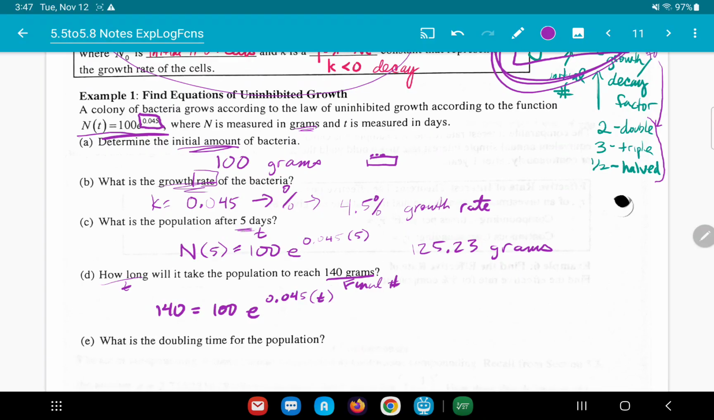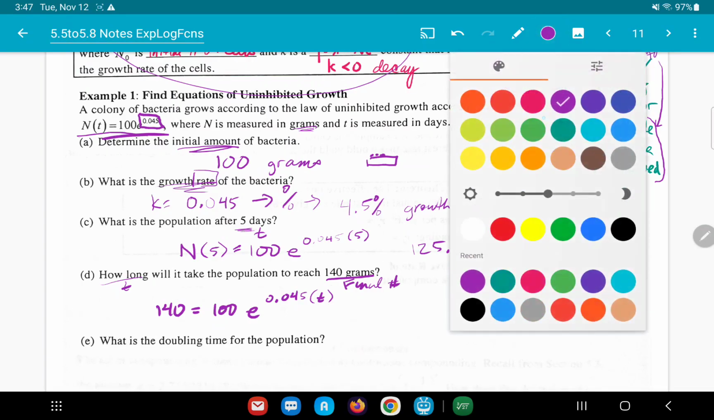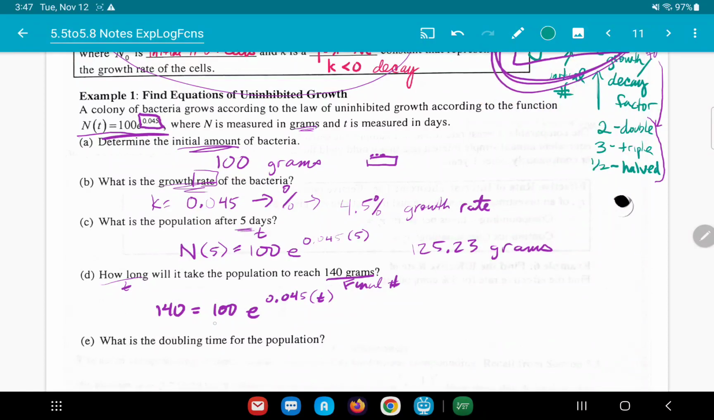We'll need to use some inverse order of operations here. Let me change colors here. So we know that to solve for t, we first need to get rid of the 100. So 140 divided by 100 will give us 1.4, and that's equal to e to the 0.045t. Since we're solving for t, hopefully you all know what to do by now. You need to ln both sides. And by lning both sides, we get ln of 1.4 equals 0.045t, and ln and e will just simply cancel out. Finally, we need to solve for t by dividing both sides by 0.045. So we've got ln of 1.4 divided by 0.045.